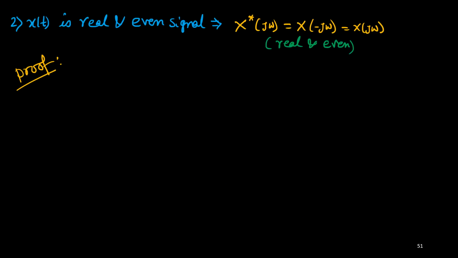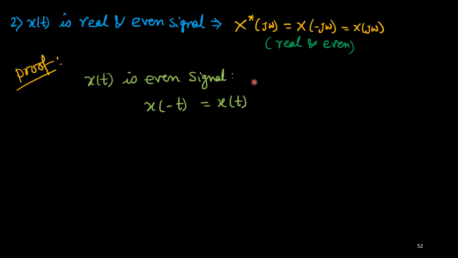Next one, if x(t) is real and again an even signal, then X*(jω) will be, first of all, X(−jω) because it is real, and again it will become X(jω). This shows that it is even again. X of negative equals X of positive means it's an even function, meaning the spectrum is real and even. And we can easily prove this one.